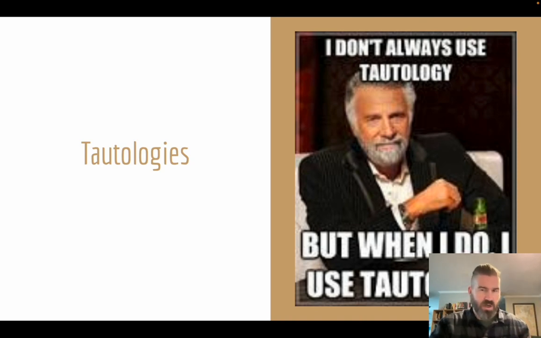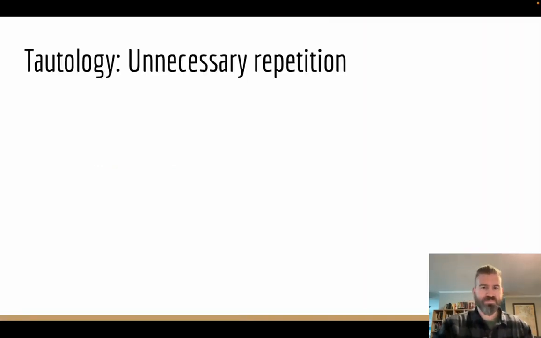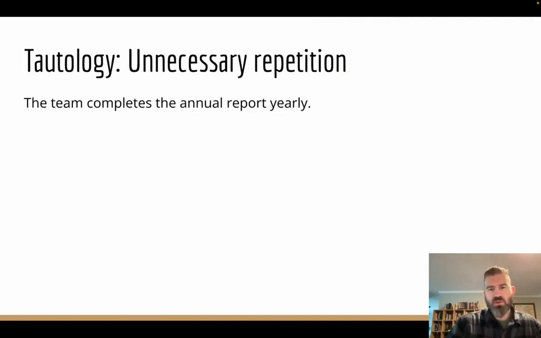Unique means one of a kind, right? There's nothing else like it. Different also means it's different from other things. Something cannot be more or less unique, nor can it be uniquely different. It becomes a tautology. So let's look at some other examples of that unnecessary repetition. The team completes the annual report yearly. Now, this is a sentence you might see, and it very much could be in a business email. The problem is that annual means yearly, right?